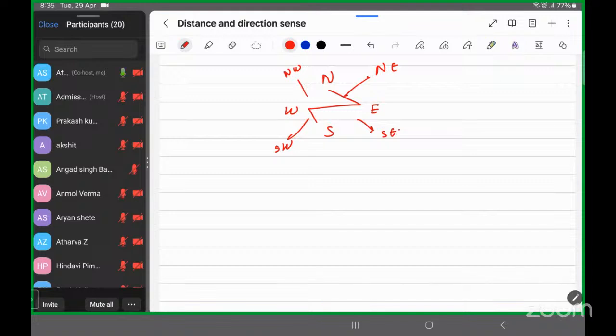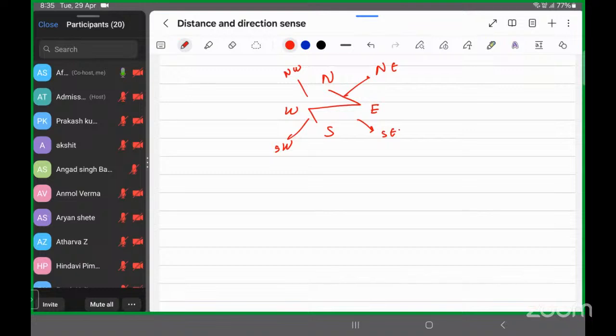Okay. We always write like that. NEWS, news only. South West, South East, North West, North East. These are also directions. So we have 8 direction senses. How many direction senses do we have?